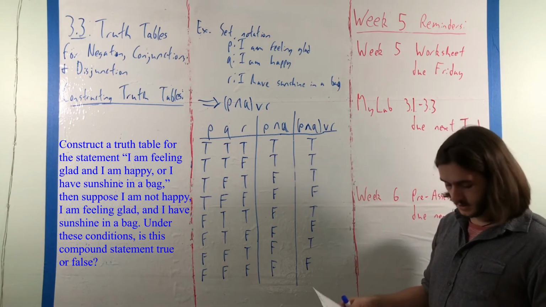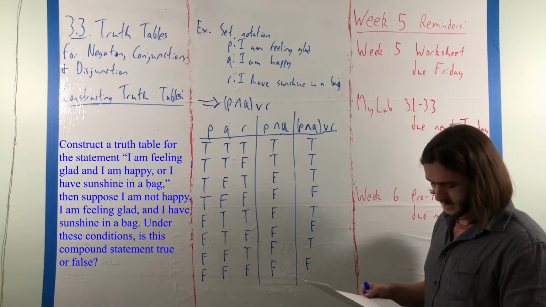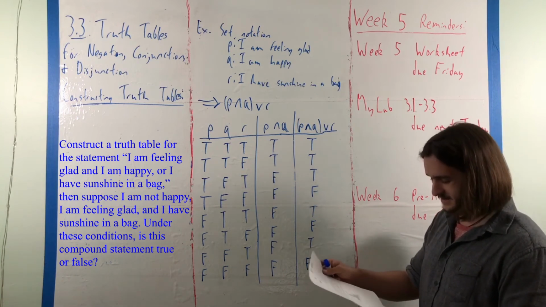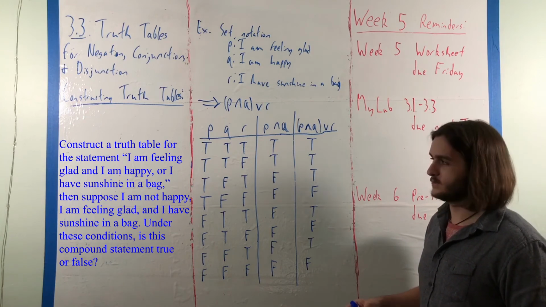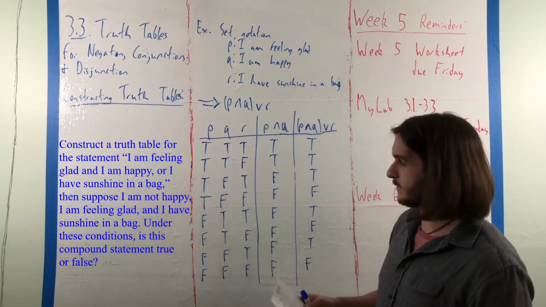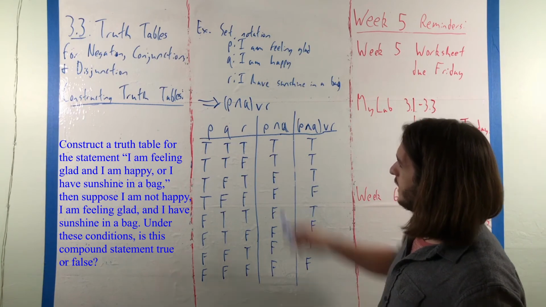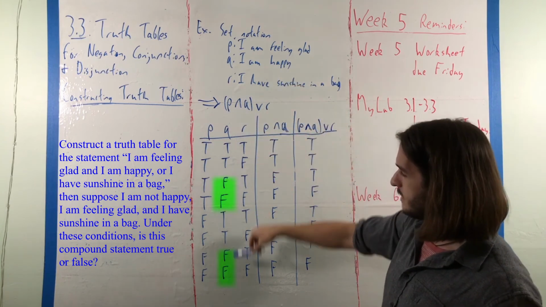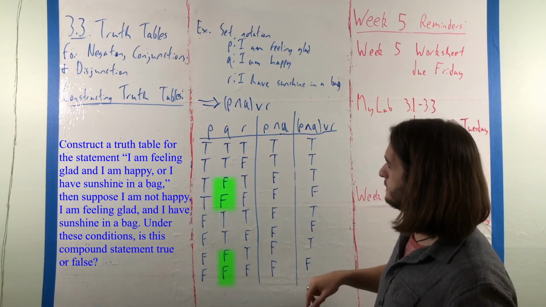And then the last thing we want to do is go back and figure out if I am not happy and I'm feeling glad and I have sunshine in a bag, would that result in a true statement under these assumptions? So this is really what we use this type of thing for. It's kind of funky to think about. So we want I am happy to be false. We want Q to be false, so we need to start looking for those values. So you got this option, this option, this option, and this option.